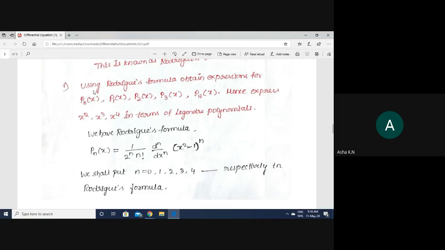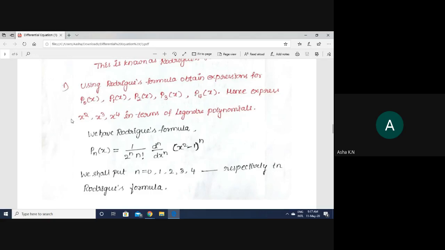So what are they asking? Using Rodrigue's formula, obtain expressions for P naught of x, P1 of x, P2 of x, P3 of x, P4 of x. Okay, we can actually find P5, P6 also. Maximum they will ask usually till here.